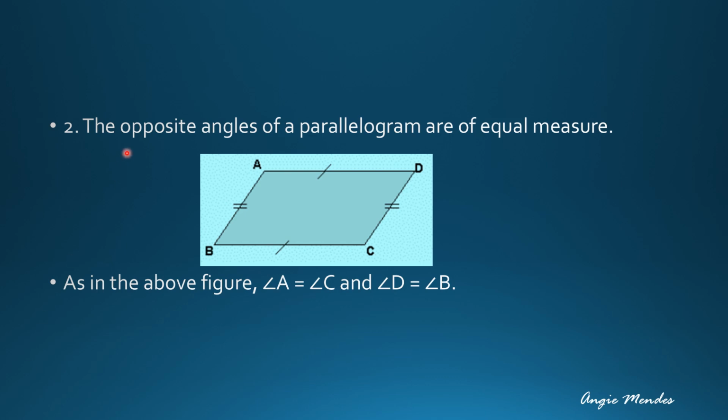Next, the opposite angles of a parallelogram are of equal measure. So in the figure, angle A is equal to angle C and angle D is equal to angle B. We will do the next property along with this before we solve an example.